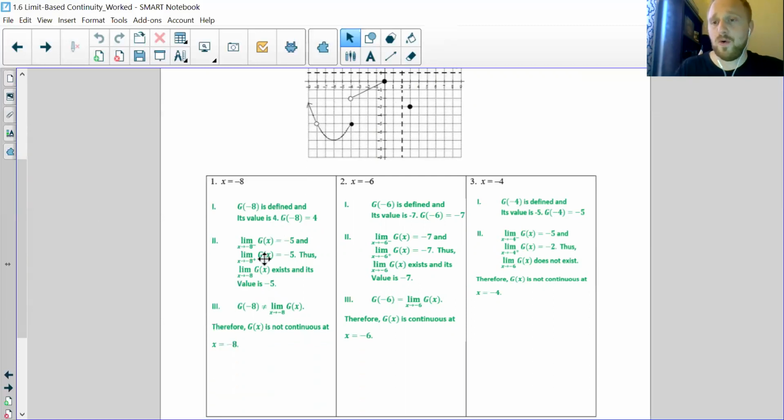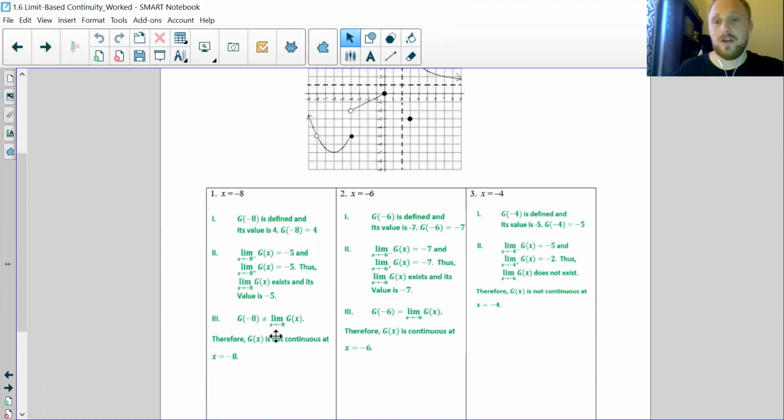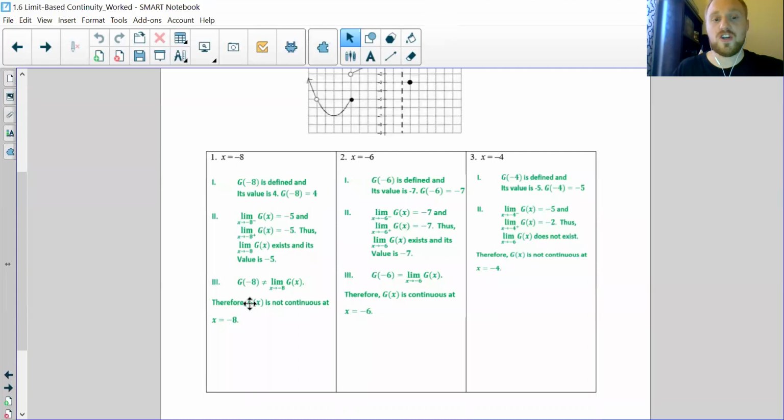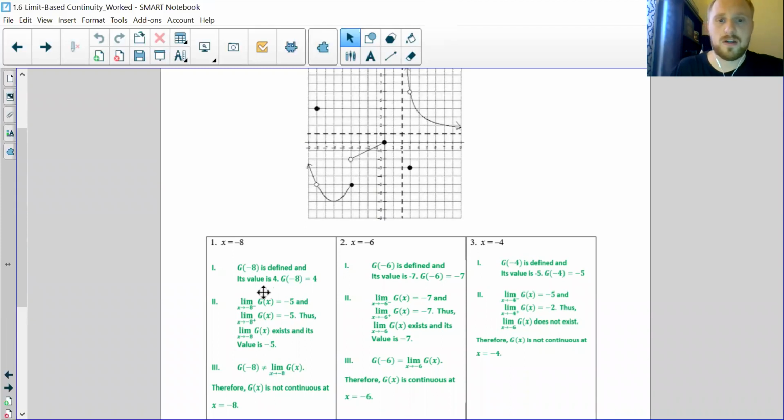But it doesn't hold for the third standard. The third standard says that g of -8 has to equal the limit as x approaches -8 of g of x, and that is not what's occurring. We know that 4 is not equal to -5. Therefore, g of x is not continuous at x equaling -8. You have to write those 3 steps to show whether or not a value is continuous. This is a big question that you will see on a free response question, and obviously there's a lot of application on multiple choice that deals with this.